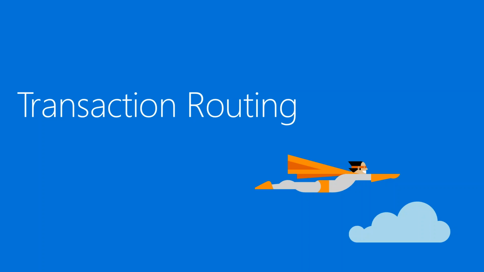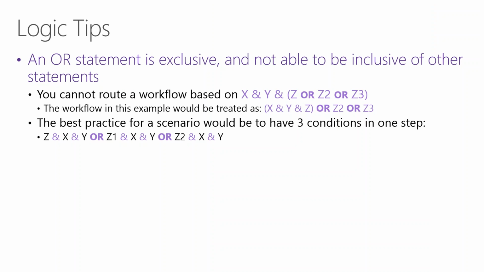Great, thank you. Okay, so the next thing we're going to talk about is how we might choose to do the transaction routing. In my demo just now, we did a really simple routing of everything that's over $1,000. So in most cases, people have more complex requirements than just purchase orders over $1,000.